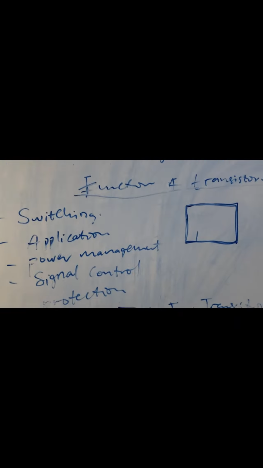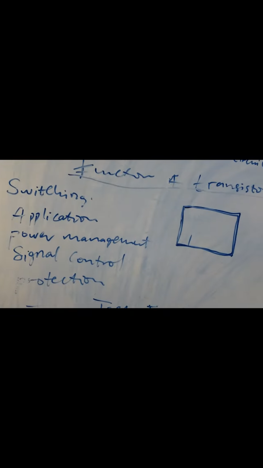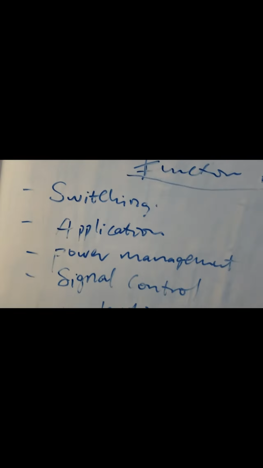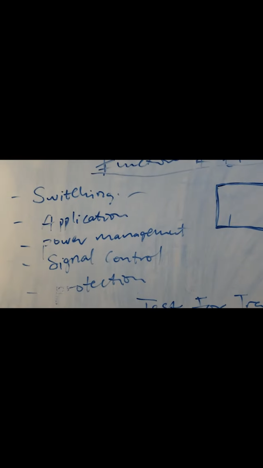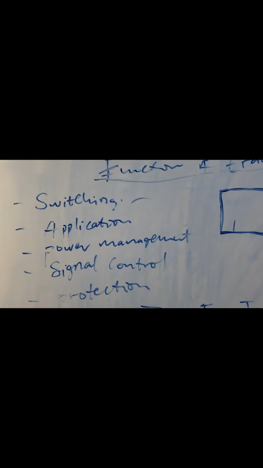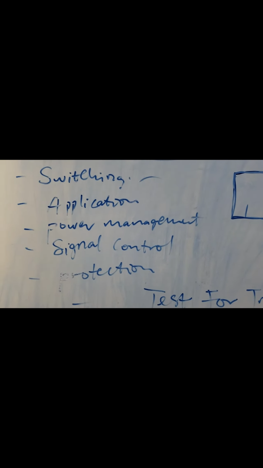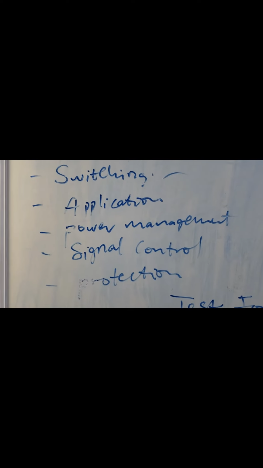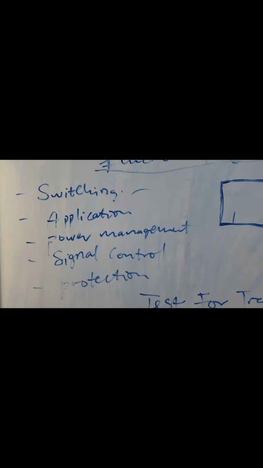Now, I will go to the function of transistor. Number one function of a transistor is switching. It works for switching, like on and off of your phone. Another application of a transistor is to increase weak electrical signal to a stronger one.